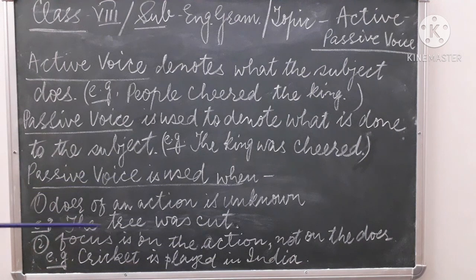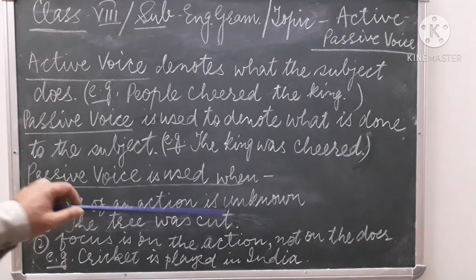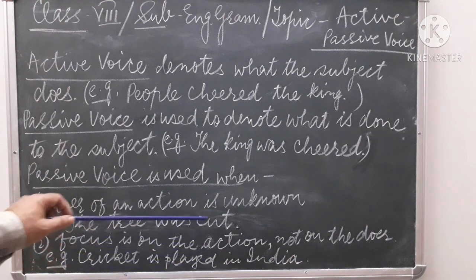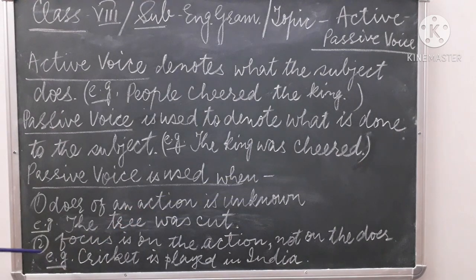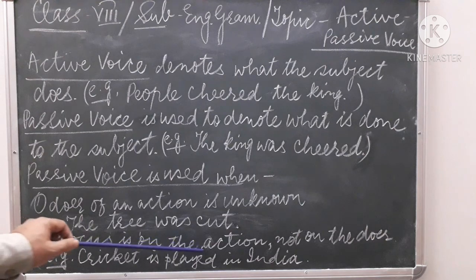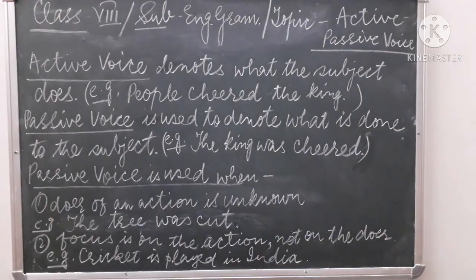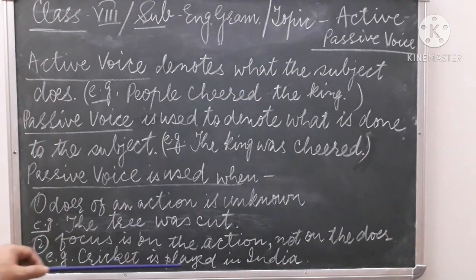Again, here our focus is on the action that was done. Okay. By whom? It is unknown. Number two. Where do we use passive voice? Point number two: focus is on the action, not on the doer. For example, cricket is played in India. Now, again here our focus is on the object or the action, cricket is played. Now, actually who plays cricket here? Now, it is not important to mention.